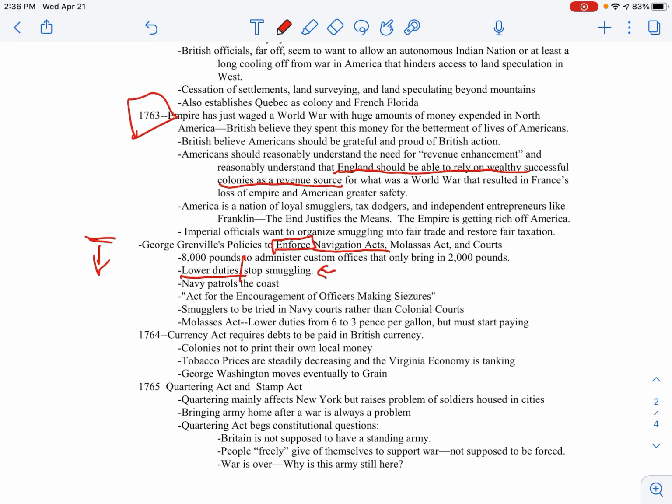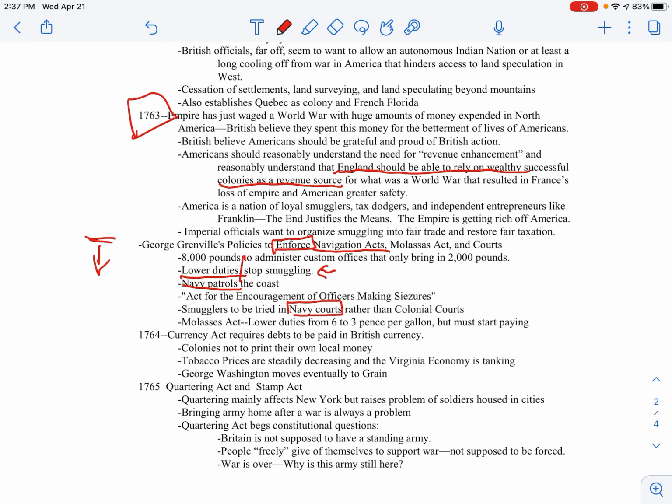Now, the Navy's going to be patrolling here. And if smugglers are caught, they're going to go to Navy courts, imperial courts, not to the local courts like they had been. And the local colonial courts were very lenient.